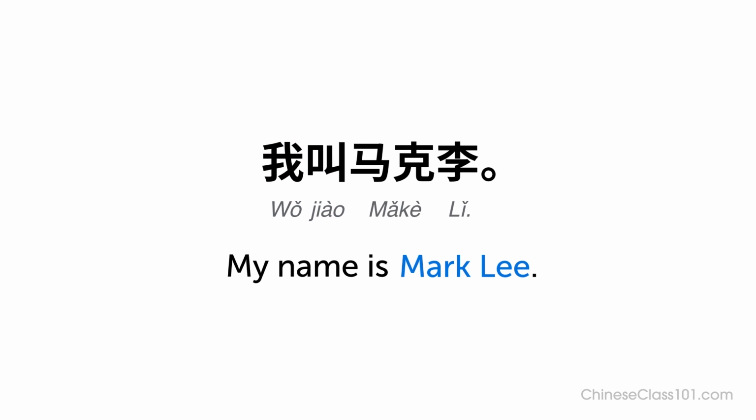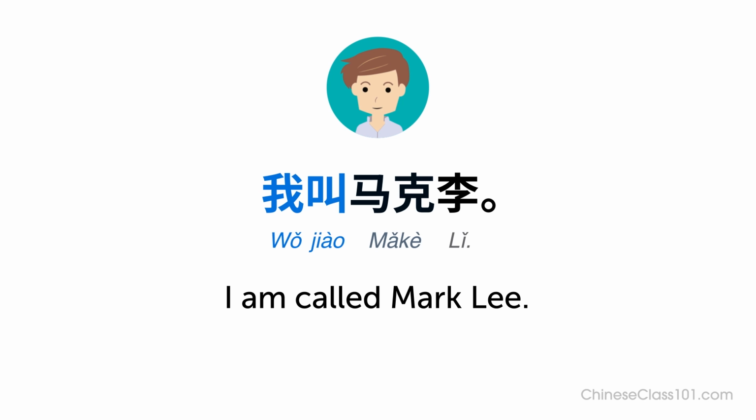Next is Mark Lee's name. 马克里. Note, there is often a short pause between the first and the last name. For example, 马克里: first is Mark's given name, 马克, Mark. Followed by his family name, 里, Lee. Altogether, 我叫马克里, I am called Mark Lee.